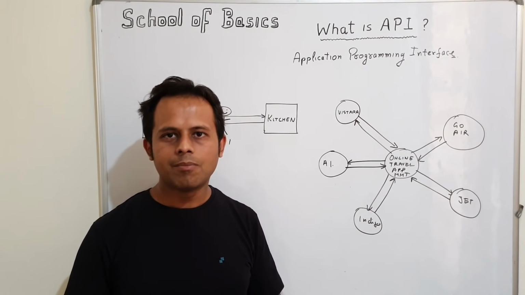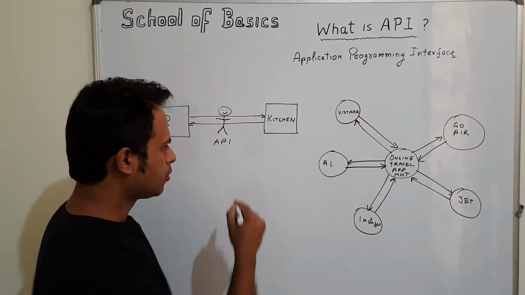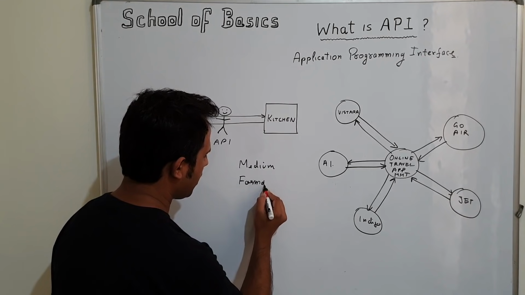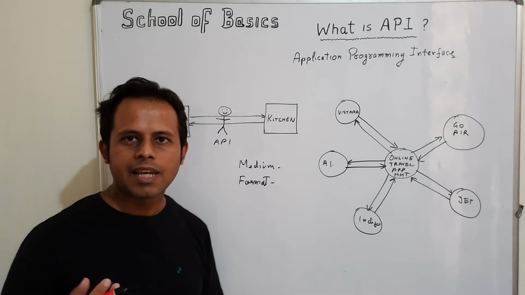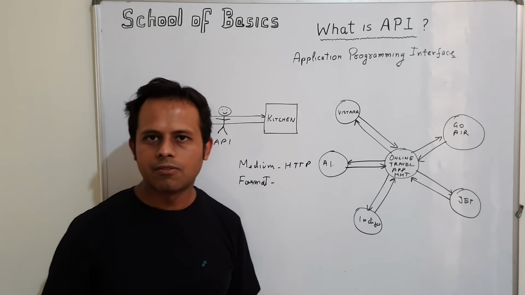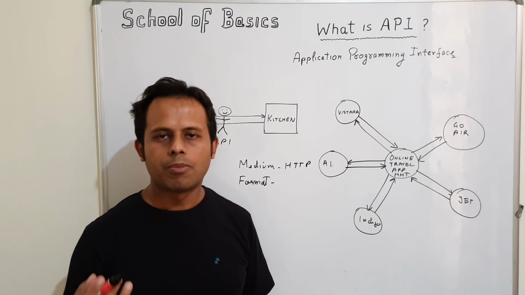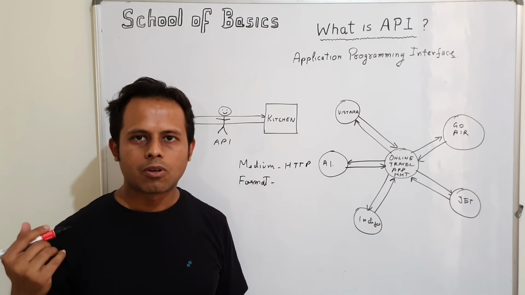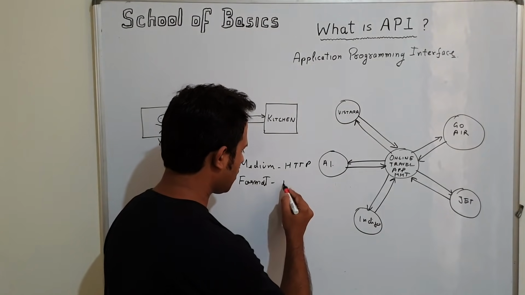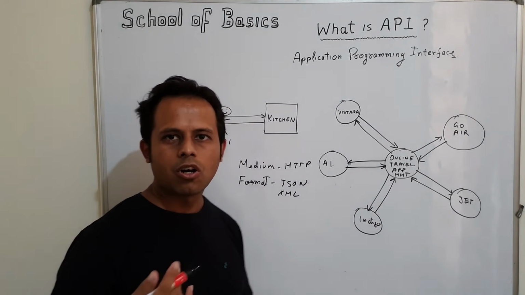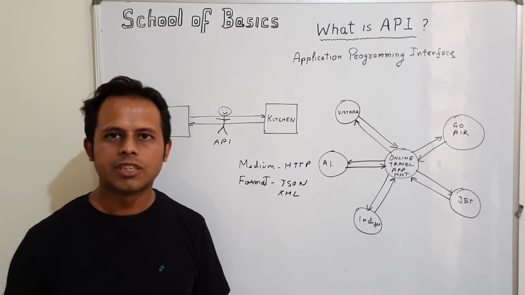So they need a medium and they need a format. These two things are very important: medium and format. The medium can be HTTP. For example, when we talk about API web services, HTTP is the most commonly used medium, and the format can be some common protocol like JSON or XML. So this can be a common format that can be understood by both of these applications.